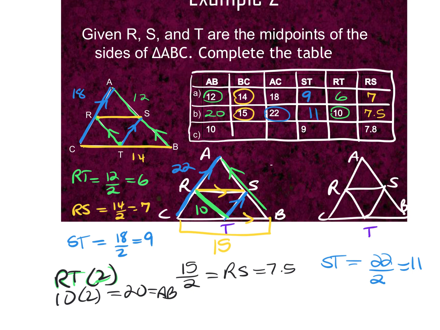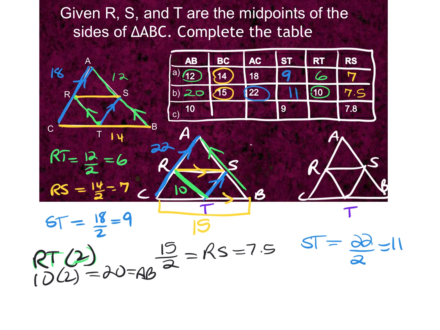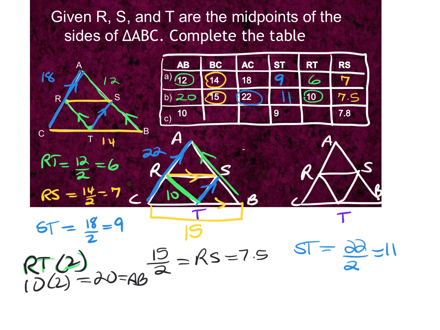Now I'm going to use the last picture I drew for row C. This time they're giving me the length of AB. And AB over here, they're telling me this side of the triangle is 20. Again, remember its midsegment is the RT. So all we have to do is take 20, divide it by 2, and RT is going to be 10.